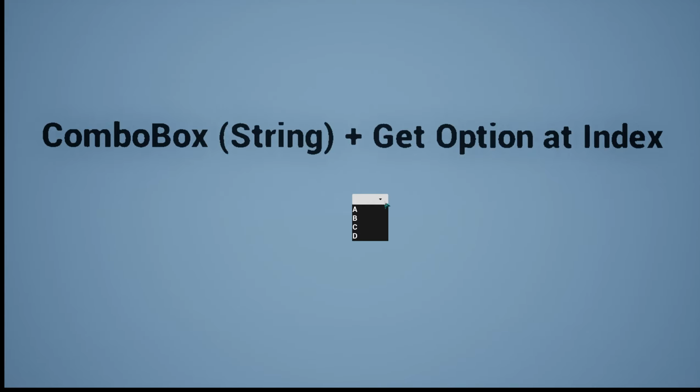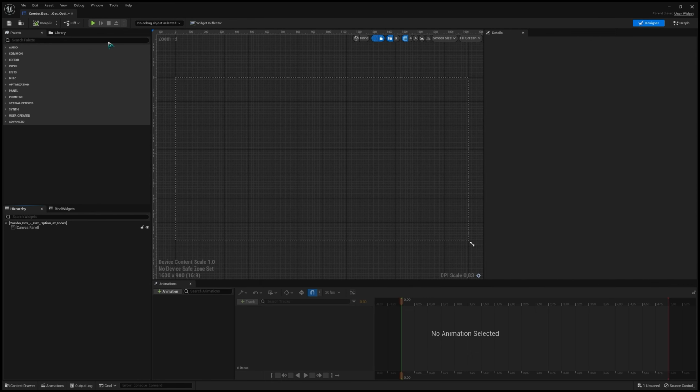Hello everyone. In this lesson, I will tell you what a get option at index is. To work, we need a ComboBox string to display the resulting value on the screen.